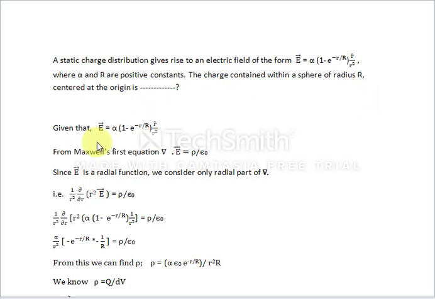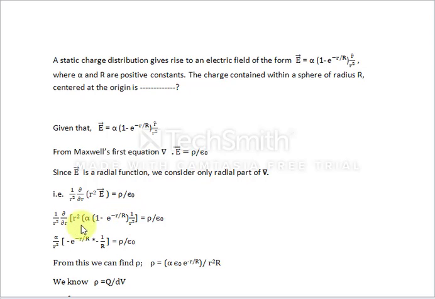It is given that the electric field E equals alpha into (1 minus e raised to minus r by R) cap r by r square. It's a well-known equation that from Maxwell's first equation we know del dot E is equal to rho by epsilon 0. We know that E is a radial function, so here we have to consider only the radial part of the del. Taking the radial part of del and substituting in this equation, we can write 1 by r square dou by dou r of r square into E equal to rho by epsilon 0.